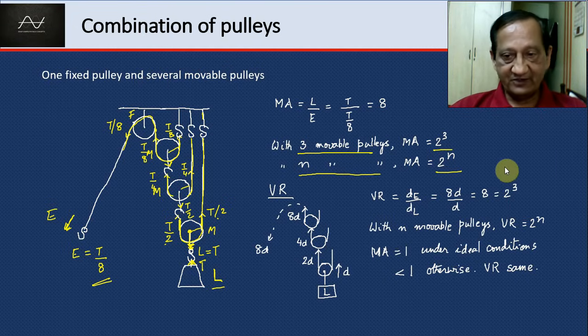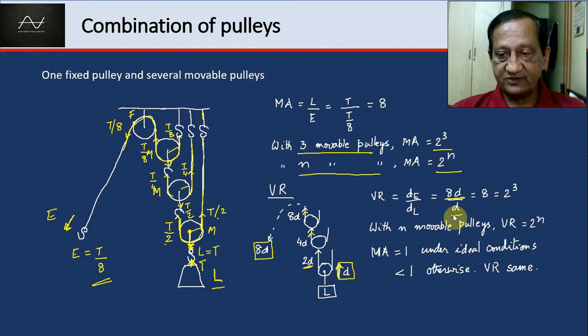What about velocity ratio? That is dE by dL, right? So again, look at this load here. If the load moves up by a distance d, then this must move by a distance 2d by the example that we showed earlier. Therefore, this one should move by a distance 4d, and this should be moving by a distance 8d. That means the effort is moving by 8d, while the load is moving only by d. So dE is 8d and dL is d, and that is also 8. That should be the case. MA is equal to VR under ideal conditions. So with n movable pulleys, VR is also 2 to the power n under ideal conditions.